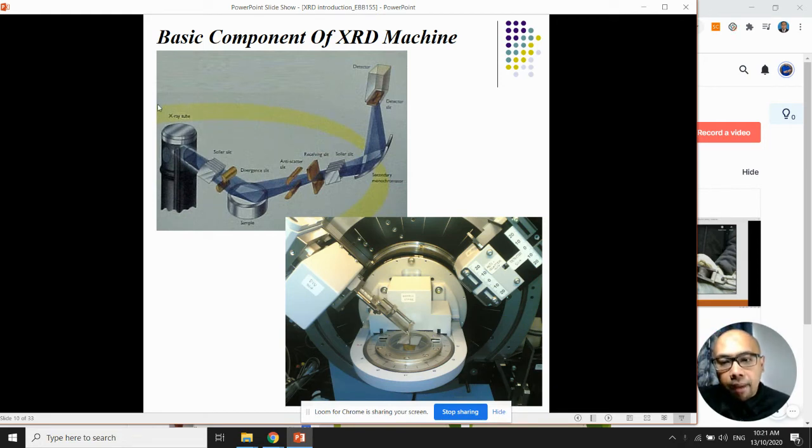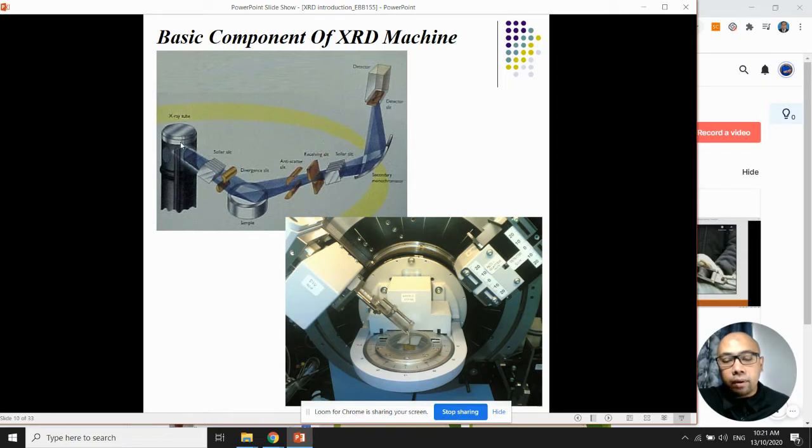See my mouse. The left side is the X-ray tube, the middle part is the sample holder, and the third part is the detector. Normally the X-ray source is generated in this X-ray tube, and this X-ray tube will generate the X-ray wavelength, due to the copper. It depends on the metal plate you use to generate the X-ray source.